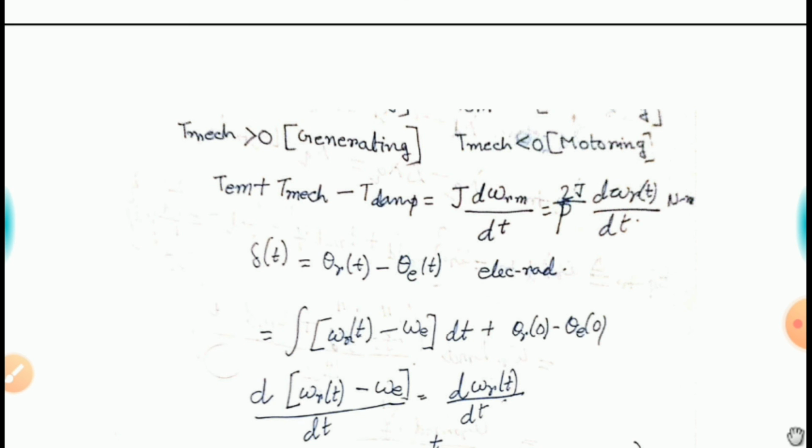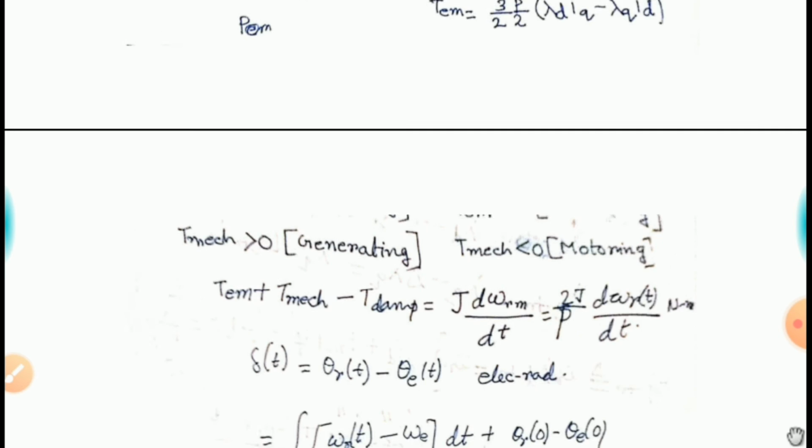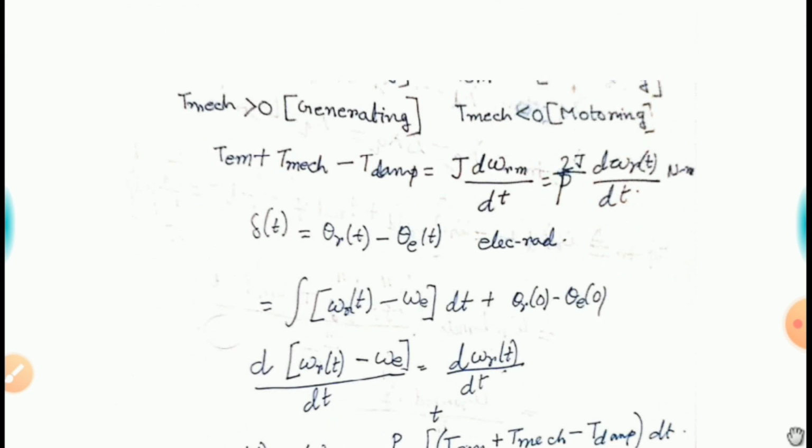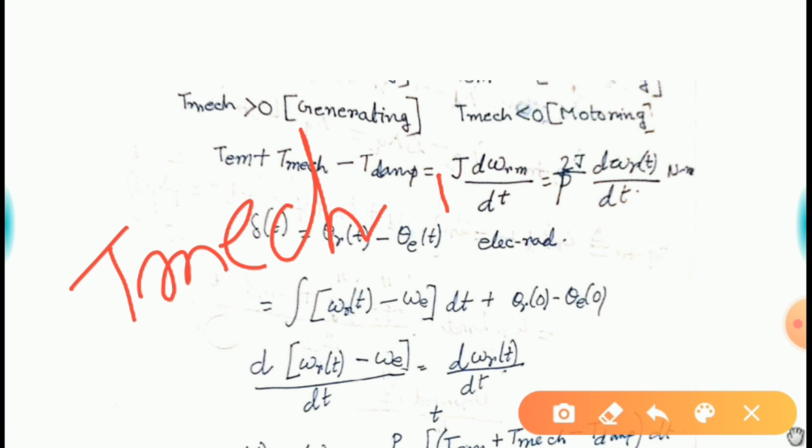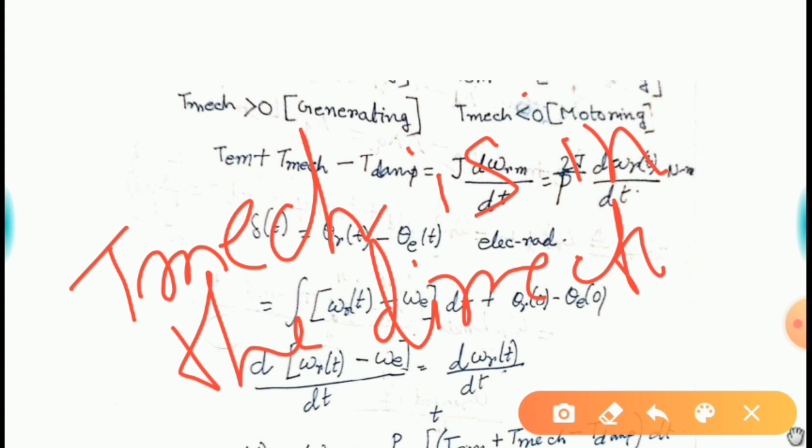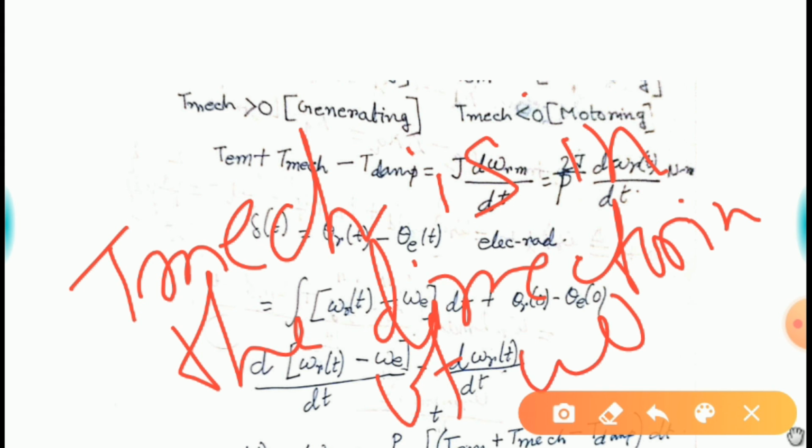Here are a few things that we must consider, because T make greater than 0 means you are giving mechanical power to your system. Then it implies that your machine is generating, right? And T make greater than 0 means your T make and omega are both in the same direction.